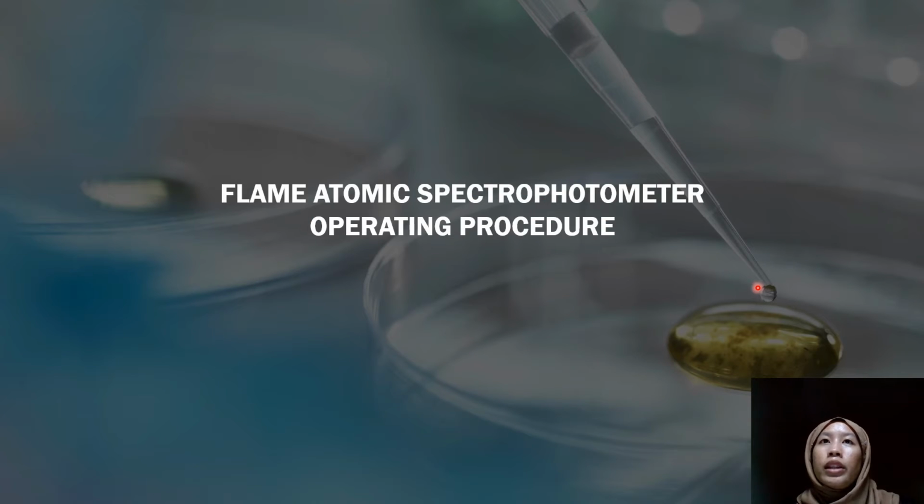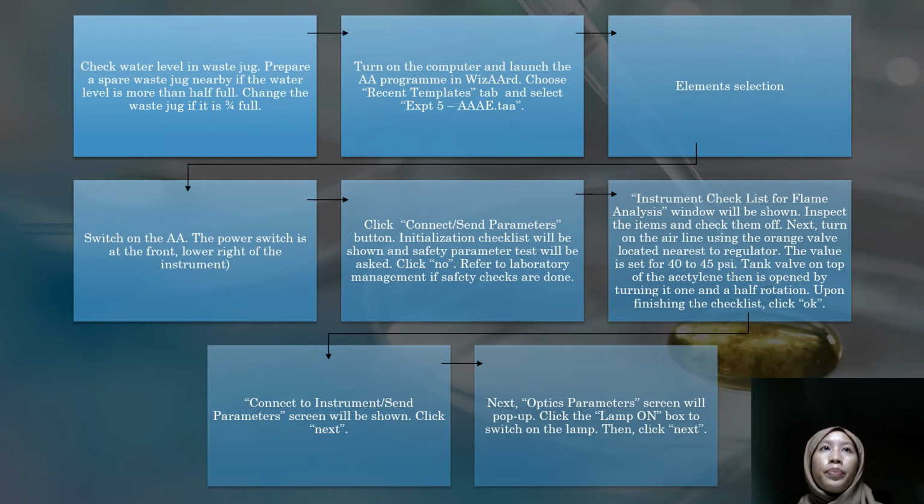So this is the procedure used to set up the software. First, we check the water level in the waste jug. Spare the waste jug if the water is more than half full. If it is 3/4 full, you must change the water. Next, turn on the computer and launch the Wizard program. Choose the reset template tab and select experiment 5 AAAE TAA.